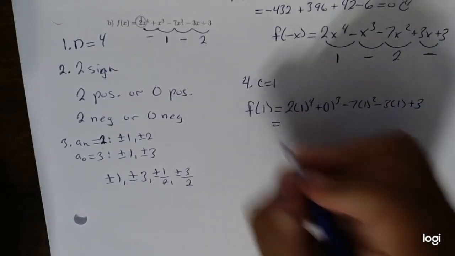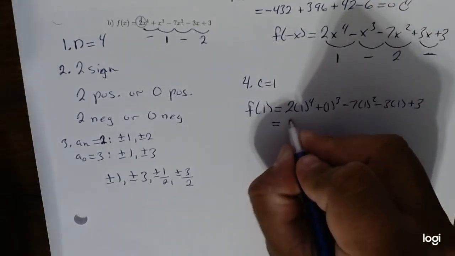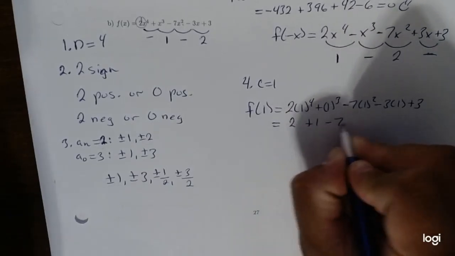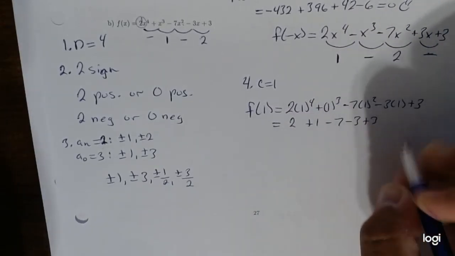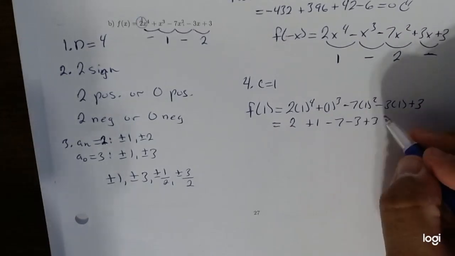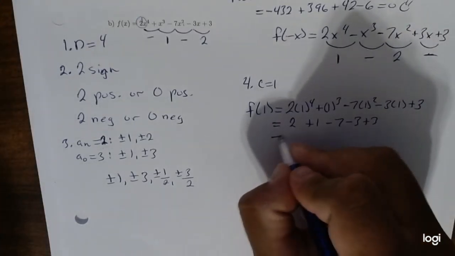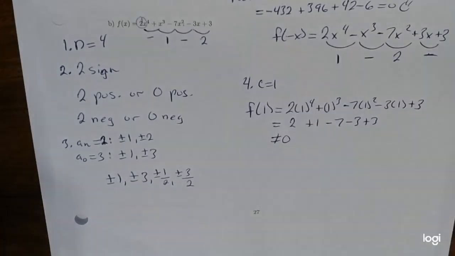And see what we get out. So this is 2 plus 1 minus 7 minus 3 plus 3. And I'm pretty sure that definitely doesn't give you 0. So it doesn't equal 0, right? So that's what I care about. So cross out 1. That doesn't work.